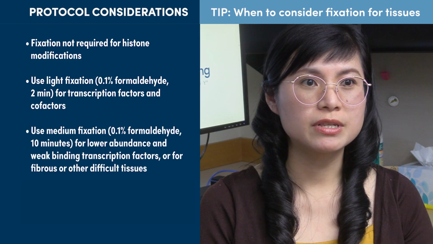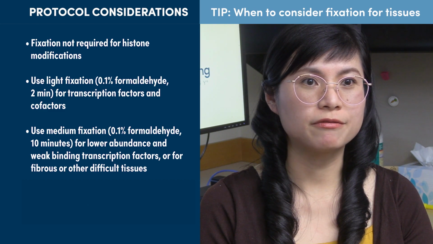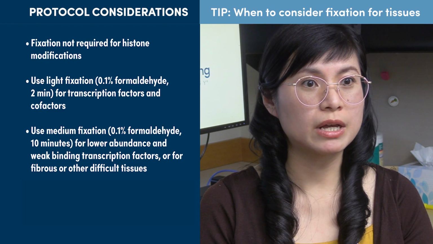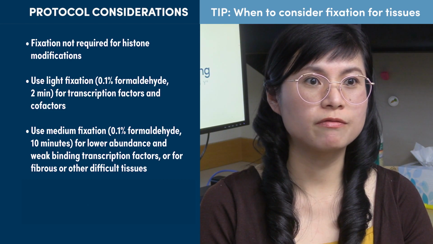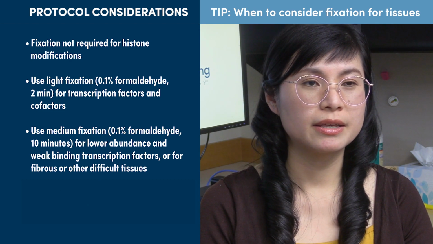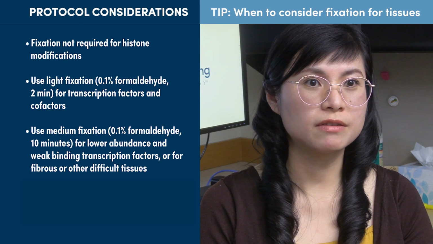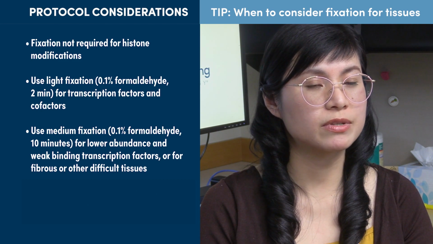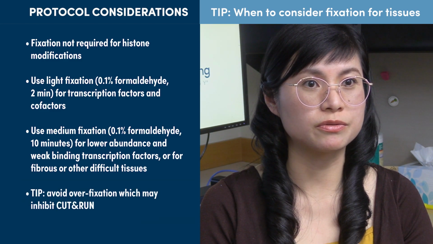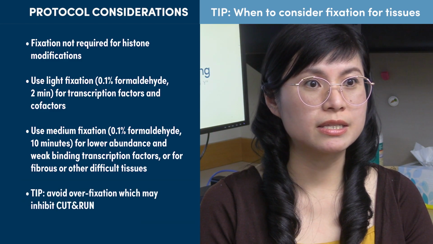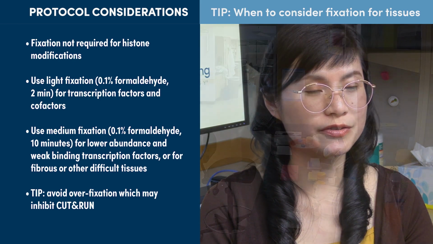A medium fixation step with 0.1% formaldehyde for 10 minutes may improve results for lower abundance and/or weak binding transcription factors and cofactors. It may also improve results for difficult tissue types such as fibrous tissues. Note that overfixation of cells or tissue should be avoided, as this can inhibit the cut-and-run reaction.